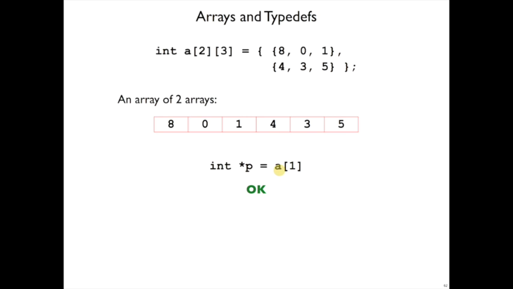If we take A1, which we just saw was that array 4, 3, 5, it's okay to assign it to an integer pointer, because it's a pointer to this array 4, 3, 5. Array of integers and a pointer to integers correspond.